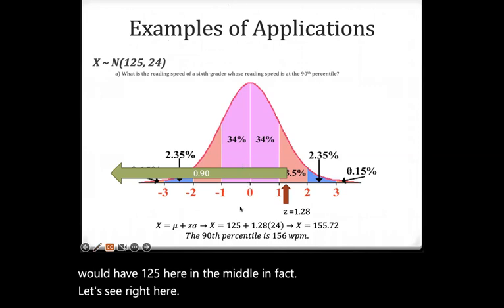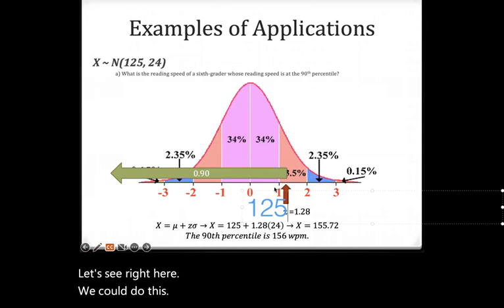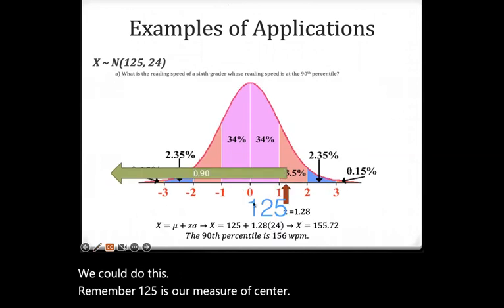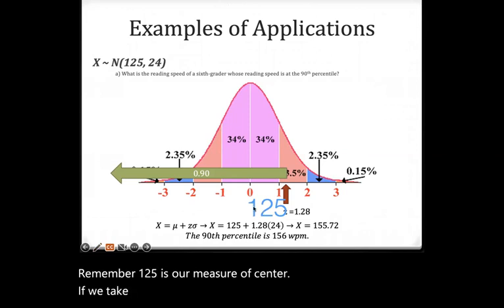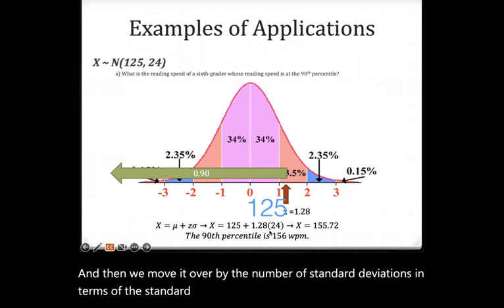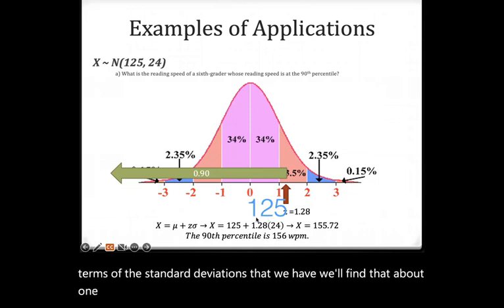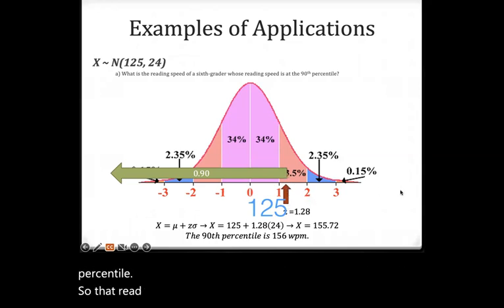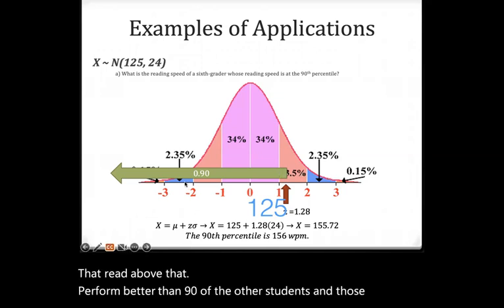We could do this. Remember, 125 is our measure of center. If we take that value as our measure of center and move it over by the number of standard deviations, we'll find that about 156 words per minute is the reading speed that is the 90th percentile. Those that read above that perform better than 90% of the other students, and those that perform below that are within the 90th percentile.